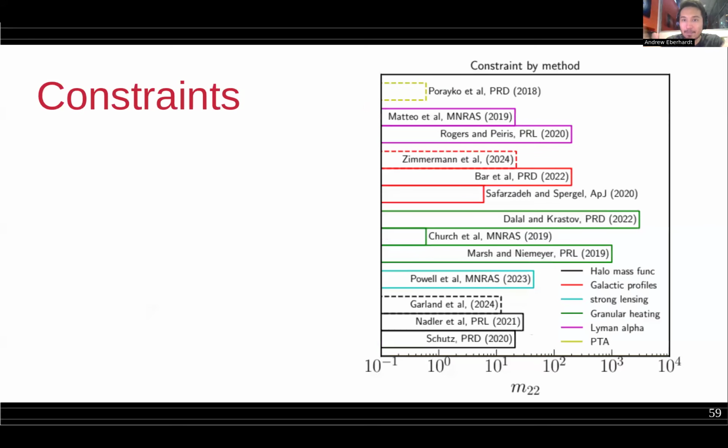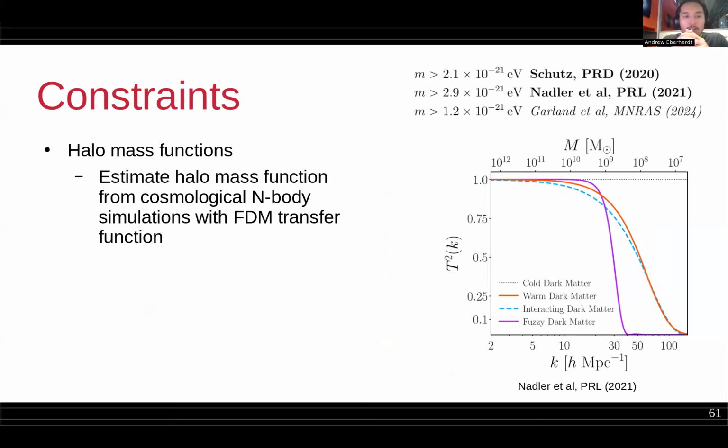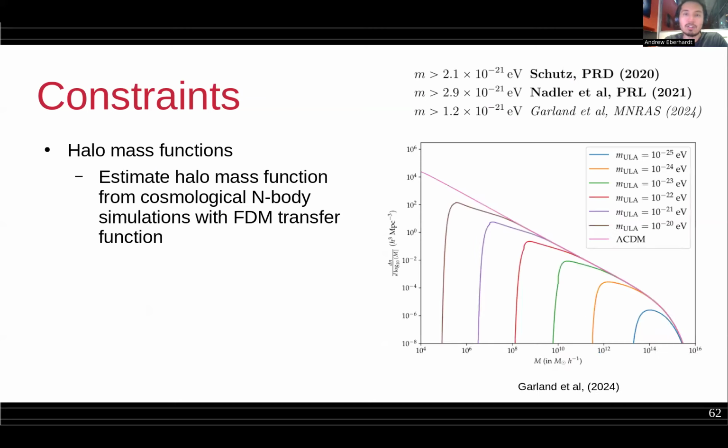Okay, so now let's talk about constraints, right? On the right here, I have the constraints separated by the method used to produce that constraint. So let's focus first on the halo mass. Like I said, fuzzy dark matter makes a different prediction for what the transfer function would be. And this means that we can start off with different initial conditions and run a normal fluid or n-body simulation forward, and we'll get different final conditions.